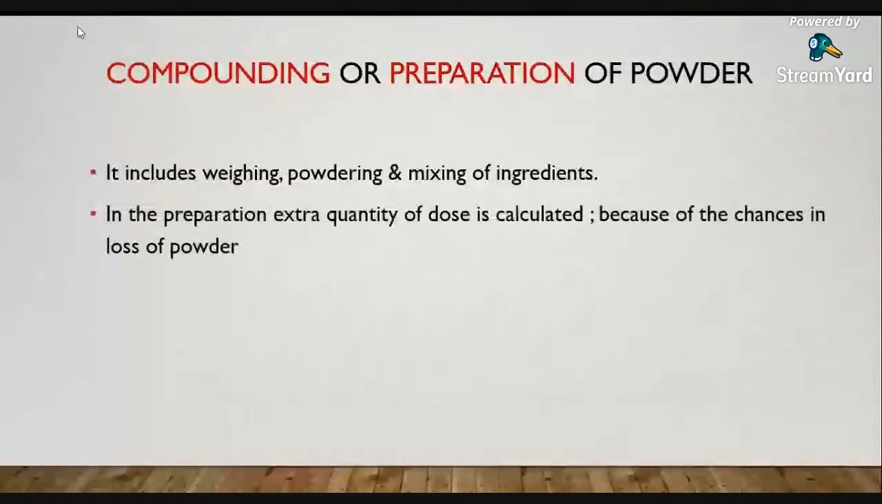In this case, another important thing is that whatever number of ingredients we are using, they should have uniform particle size. Why? For uniform mixing of the ingredients. Now, during the preparation, we calculate one dose as an extra dose with the formula, because during the process there is a chance of loss of material, that is loss of ingredients or the powders. So during the calculation we calculate one or more extra doses, and after the preparation we remove that extra quantity of powder.